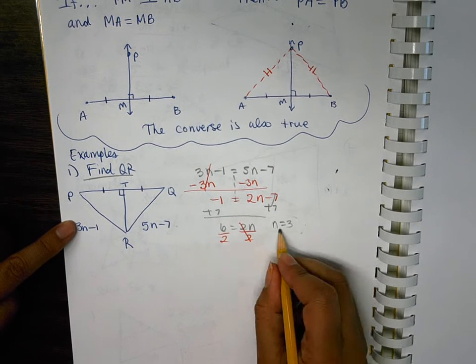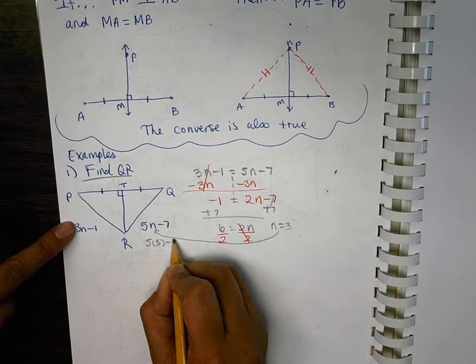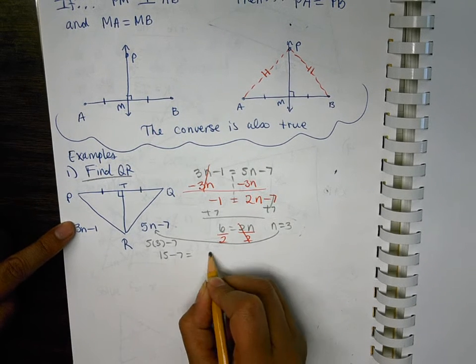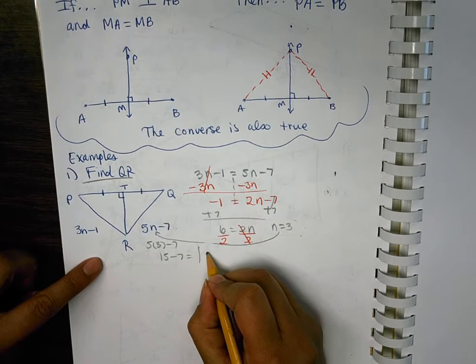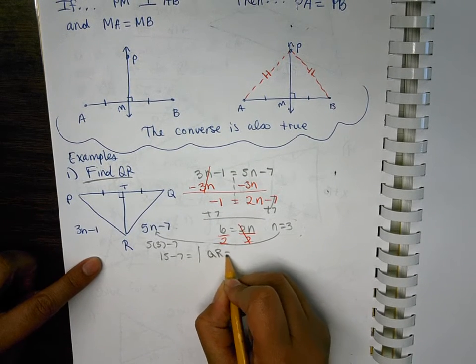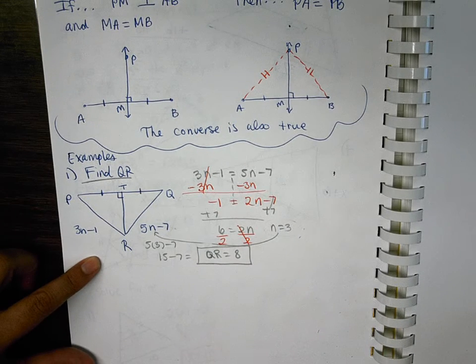What do we do? Plug it in. 5 times 3 minus 7. 15 minus 7 is what? 8. So, guys, QR equals 8. And that's the answer.